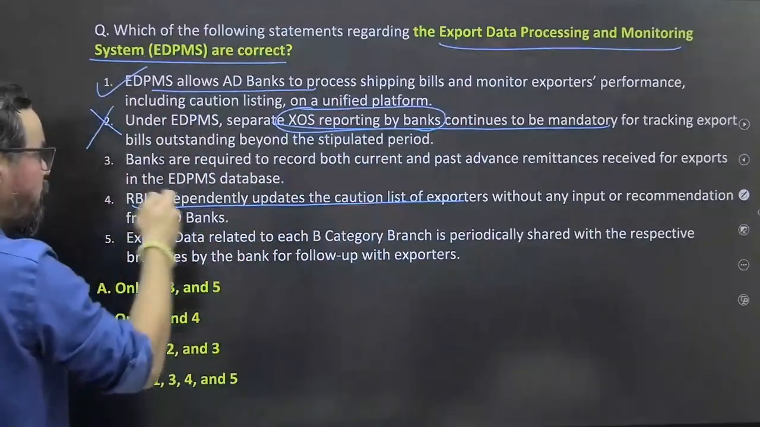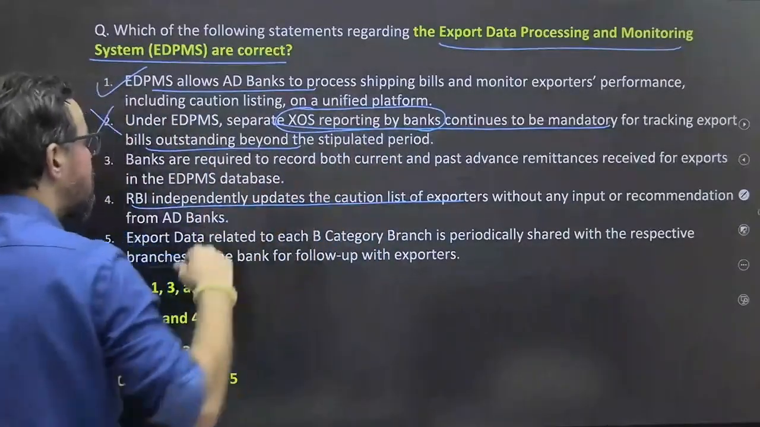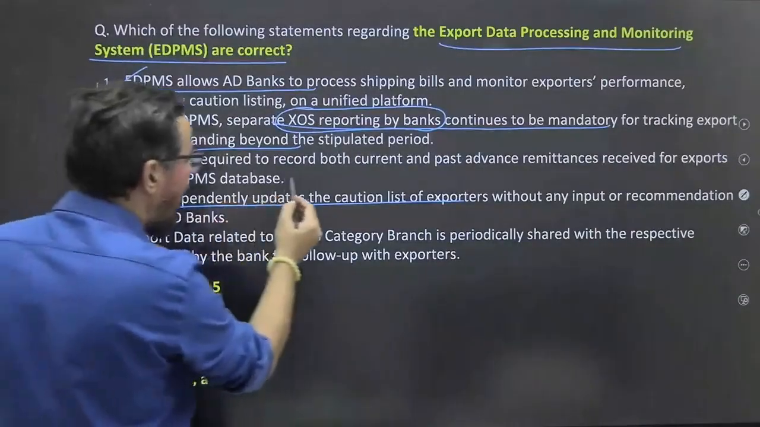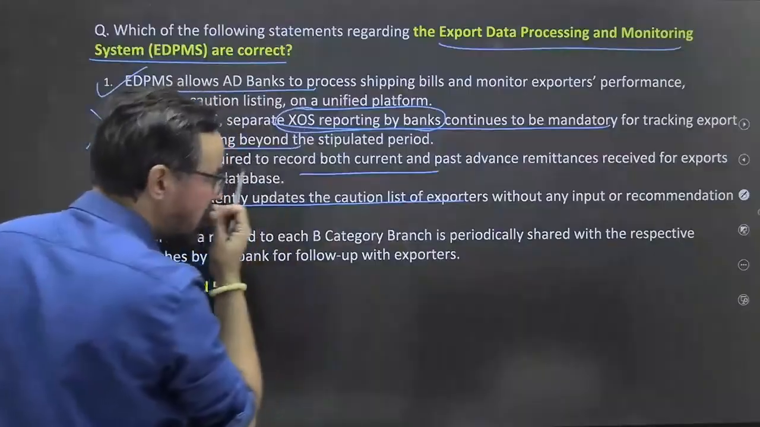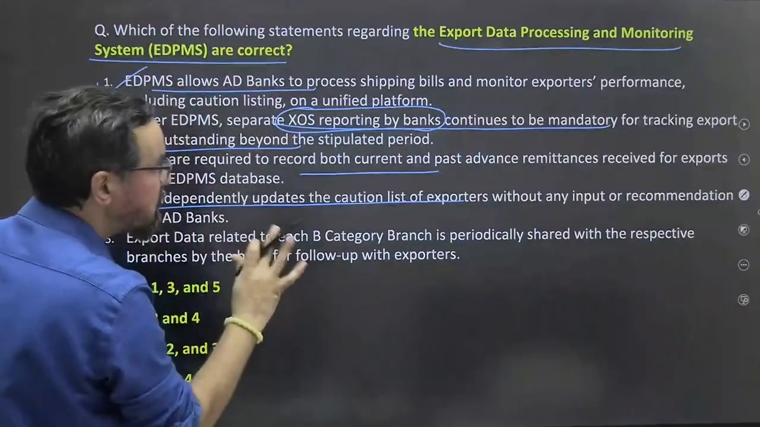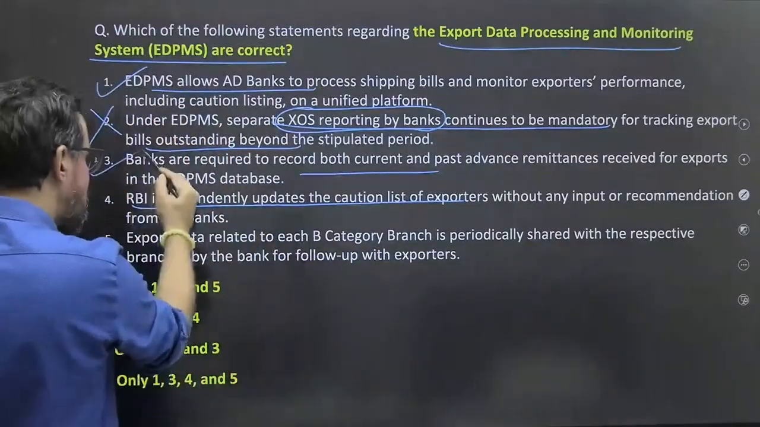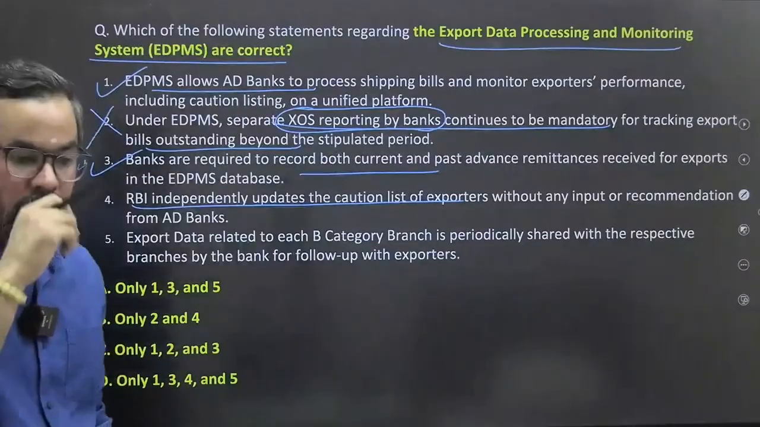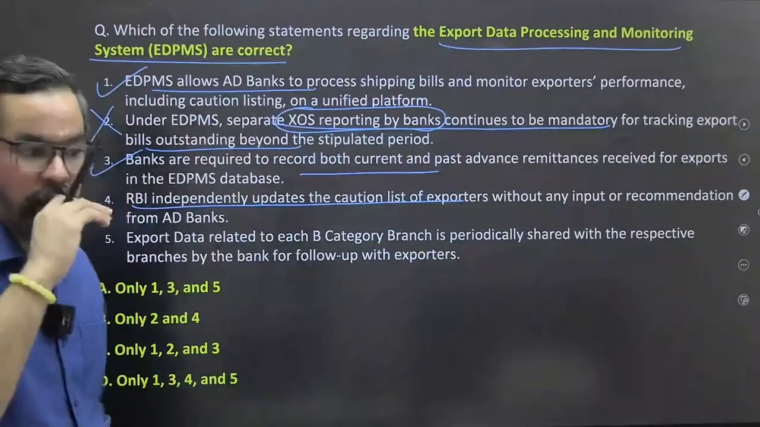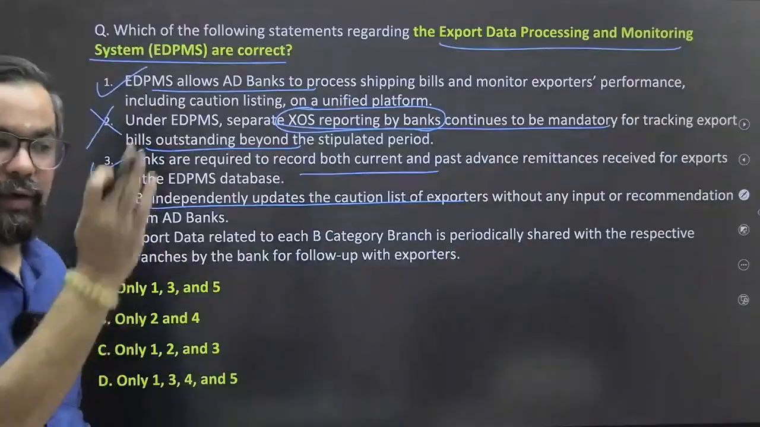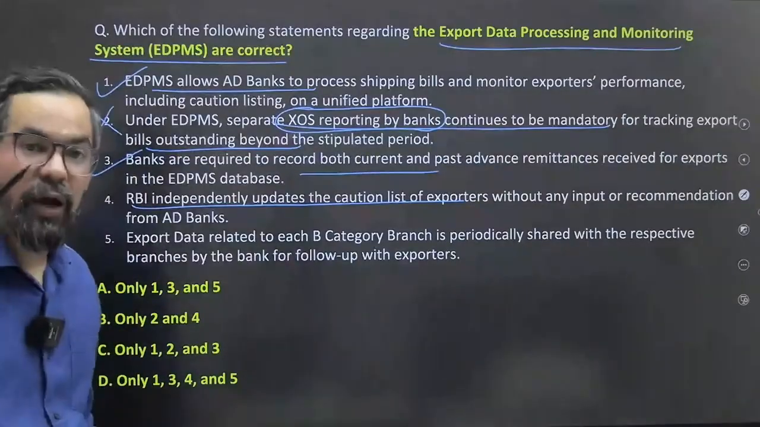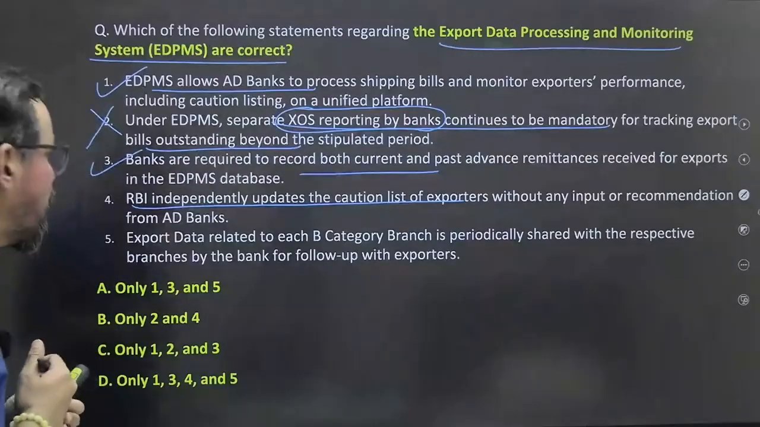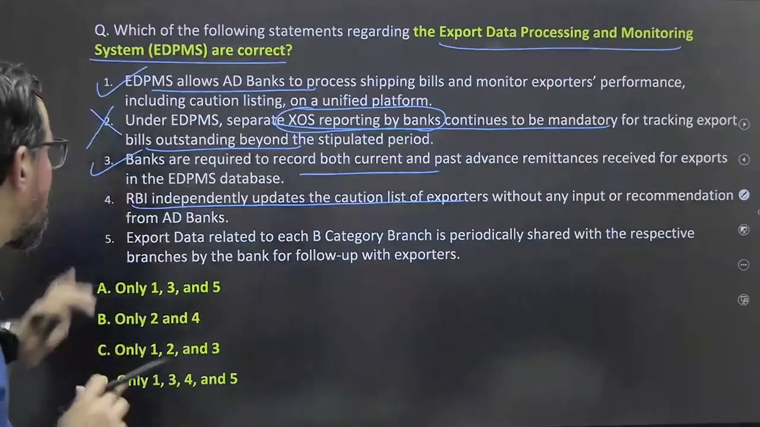To submit your outstanding and all, it is automated through the EDPMS itself. Banks are required to record both current and past advances and remittances received for exporters. In this one, let's say we did some export and we have received some advances, or any past outstanding credit, so we have to make an entry around that particular one.